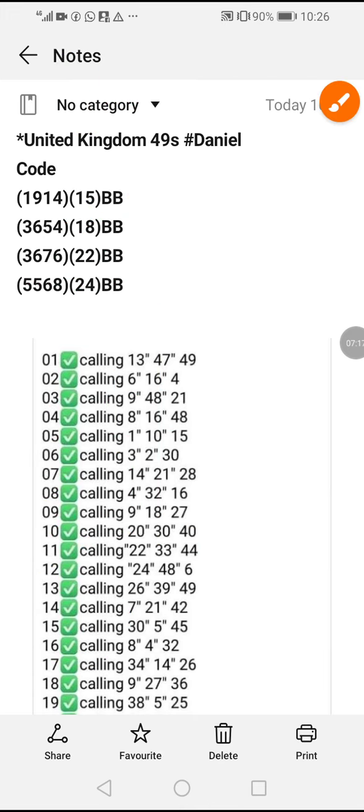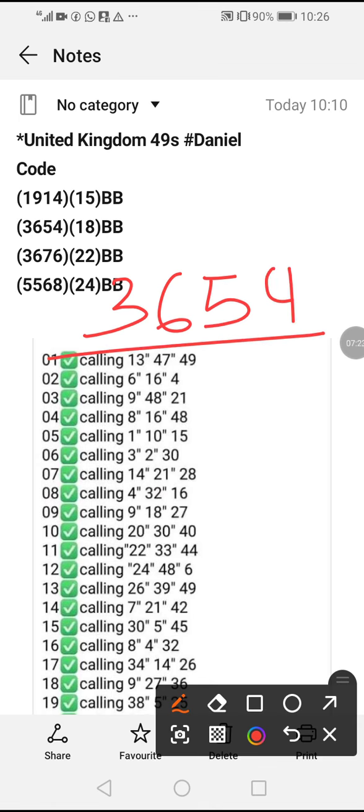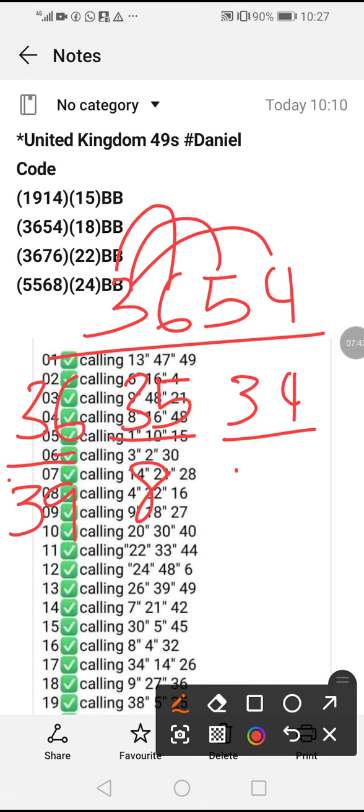Okay, still on the same code, 3654. You see there we have a 36, which is a 39. I did this the other day, then 6 numbers came, but we didn't play. Then there's a 35. So a 35, according to UK 49 home figures, is an 8. And then there's a 34. 34, which is a 43.